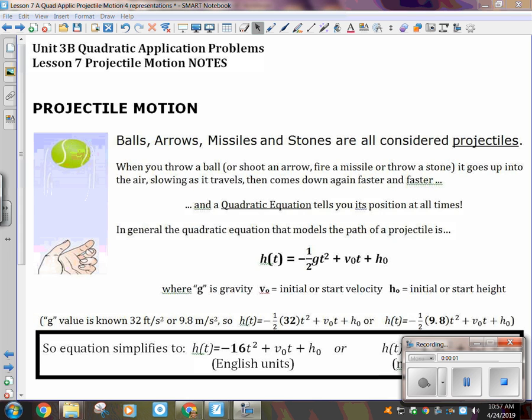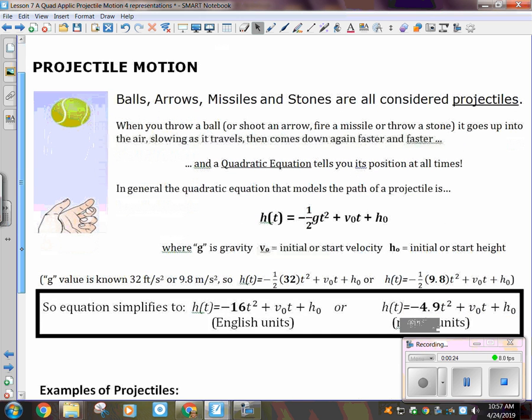This is actually lesson 7, projectile motion. So I want you to understand a projectile is anything that can be thrown or shot, fired like a missile, throw a football, hit a golf ball, toss a ball with your friend. Anything that's shot or thrown like that is considered a projectile. So it all falls into this idea of projectile motion.